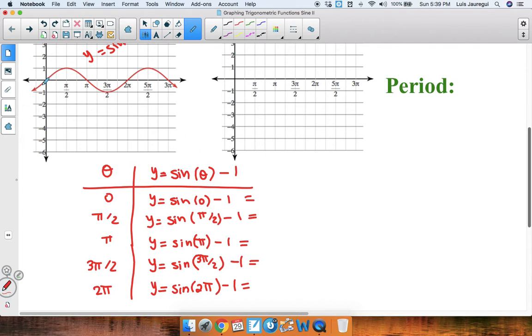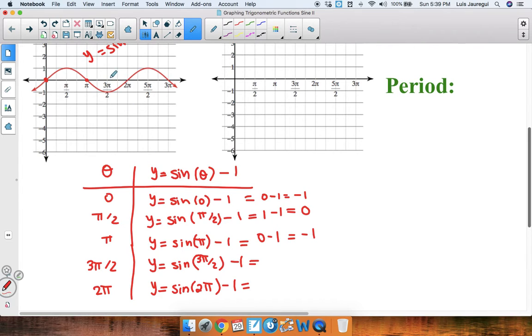Now, based on the graph of the parent function, we can extract some values here. So sine of 0 has an output value of 0. So we have 0 minus 1, which will give you negative 1. Then sine of pi over 2, the output gives you 1, so we have 1 minus 1, which gives you 0. The next one we have sine of pi. Sine of pi, again, gives you an output of 0. So you have 0 minus 1 here, gives you negative 1.